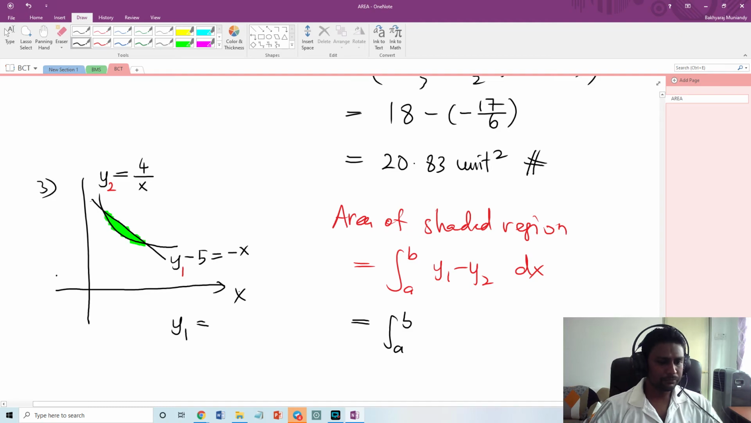So what I do? y1 will be equals to what? Equals to? Yeah, correct. Negative x plus 5. So we need to modify this because negative 5 should be the other side. So I put bracket. So negative x plus 5 minus, okay, this is my y1 minus what?